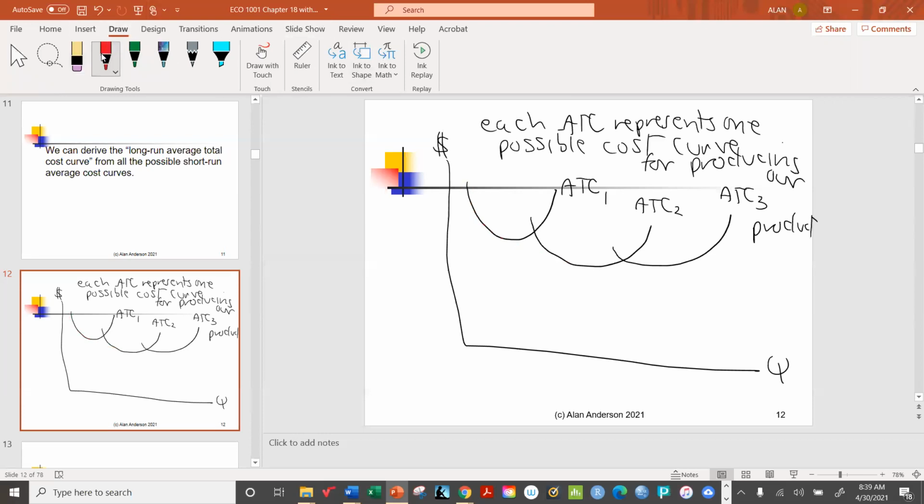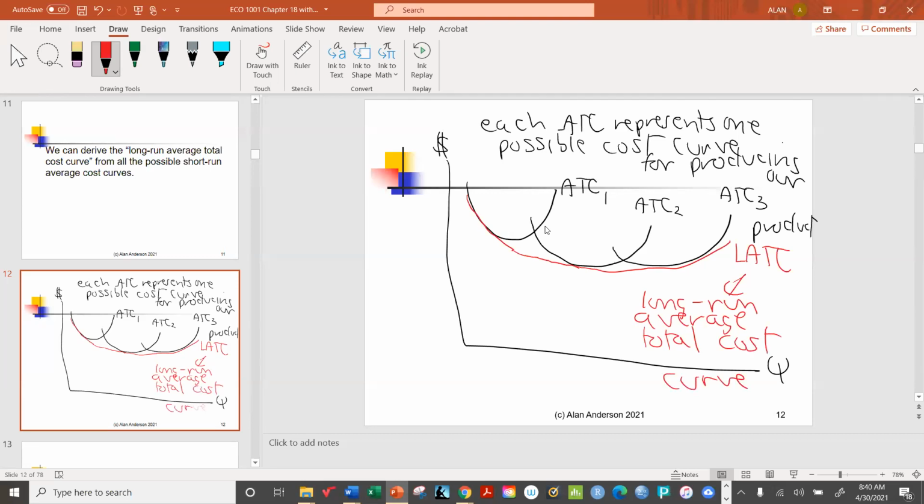All right, like I said, it's a little tricky to draw. The idea is that it's supposed to just touch on all of these short run cost curves. And then the resulting curve, we call it LATC for long run average total cost curve, which represents all the different costs we could potentially encounter when we produce our product, given that we're going to choose what we think is the best, in this case, brewery to build. So all of these are theoretically available to us.